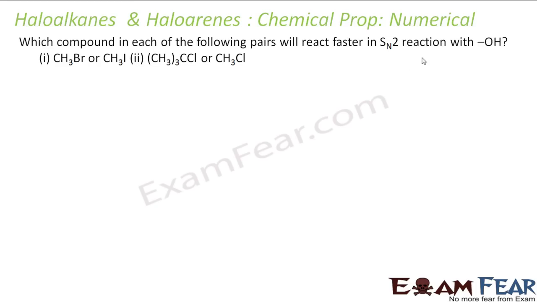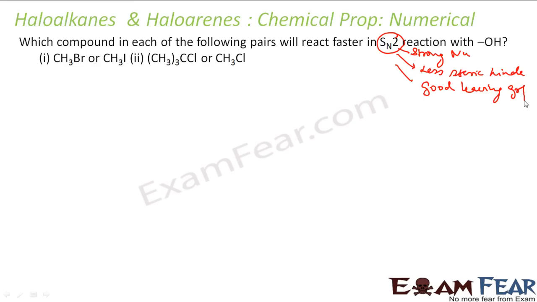Now the question is, which one of these will react faster with SN2? So for SN2, we know that the factors that matter are strong nucleophile, less steric hindrance, and good leaving group, correct? These are a few important criteria for SN2 reaction. So if you don't know all these things, watch my previous videos where I explained why SN2 requires all these things. Now let's see this compound CH3Br and CH3I when it reacts with OH minus.